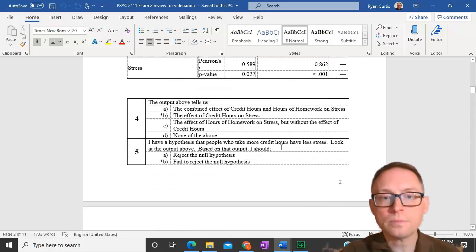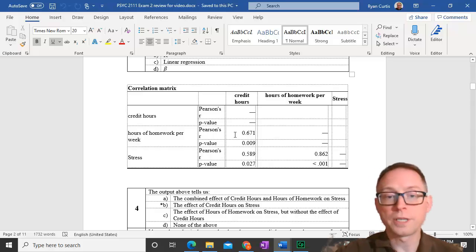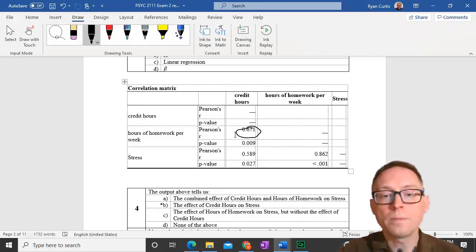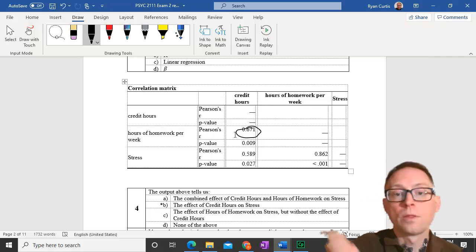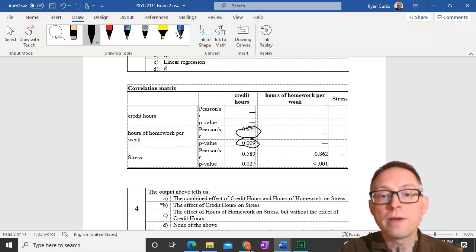Question 4. The output above is a correlation matrix. Notice how it says Pearson's R. These are Pearson's r values. They are not part of a multiple regression. So this number right here, 0.671, is the Pearson's r value of the correlation between hours of homework per week and number of credit hours. This p-value, 0.009, is the p-value of that Pearson's r above it.